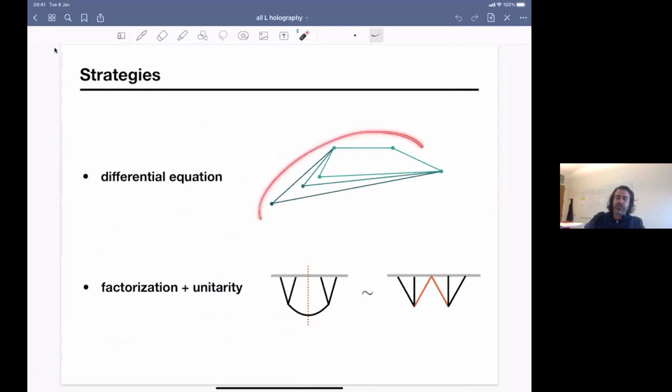The most natural one is, like I told you, I have an object where I know what it looks like in some particular configuration, and I want you to tell me what it looks like as I deform that configuration. The natural thing to do is to find a differential equation that controls the strength of correlations as I deform this correlator. And I will describe how one can do that.